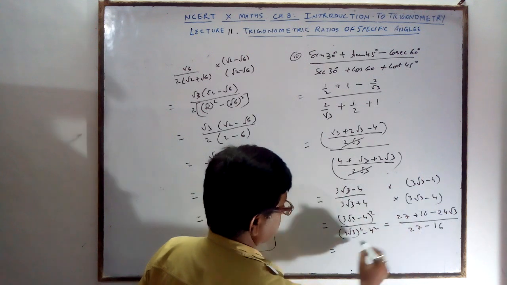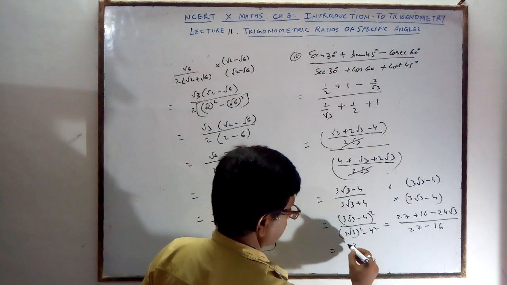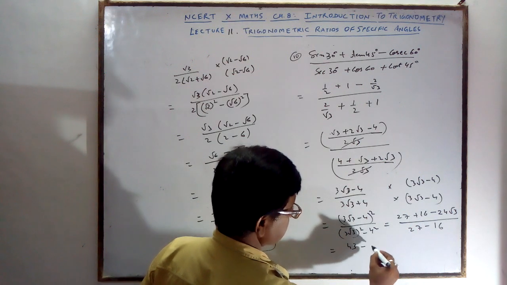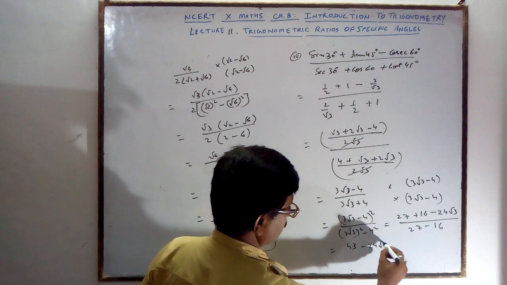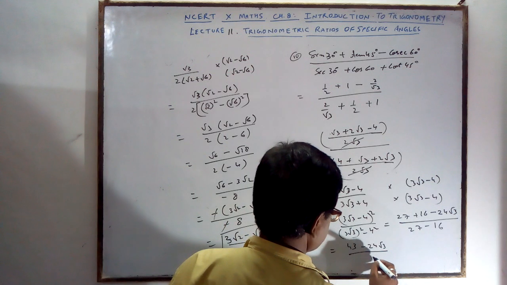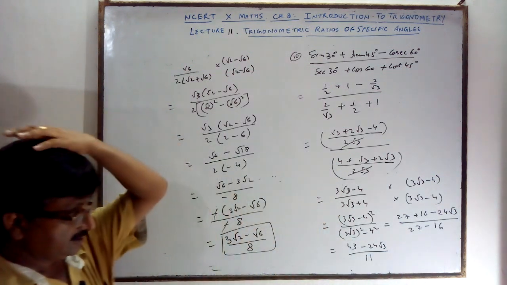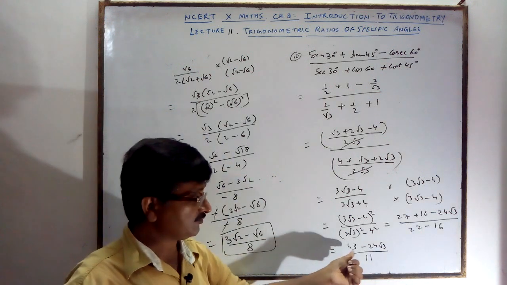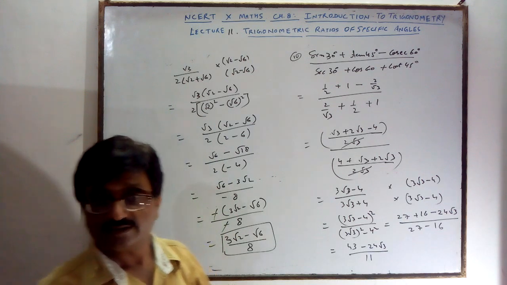So 27 plus 16 is 43 minus 24 root 3 upon 11. So it is your answer: 43 minus 24 root 3 upon 11.